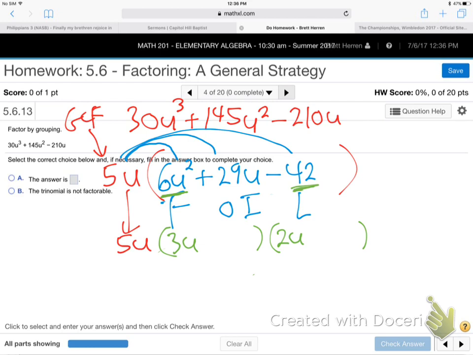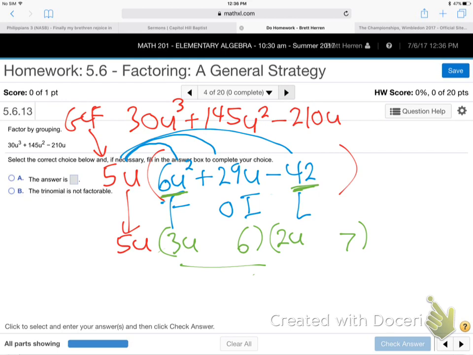And then what's going to make 42? What times what makes 42? 6 times 7, yeah. But where would I put the 6? Could I put the 6 here and the 7 over there? Could these guys be together in the same parenthesis? No way. They have 3 in common. Remember, you're never going to have two numbers in the same parenthesis that have anything in common, because we already got all the commonness out on step 1.